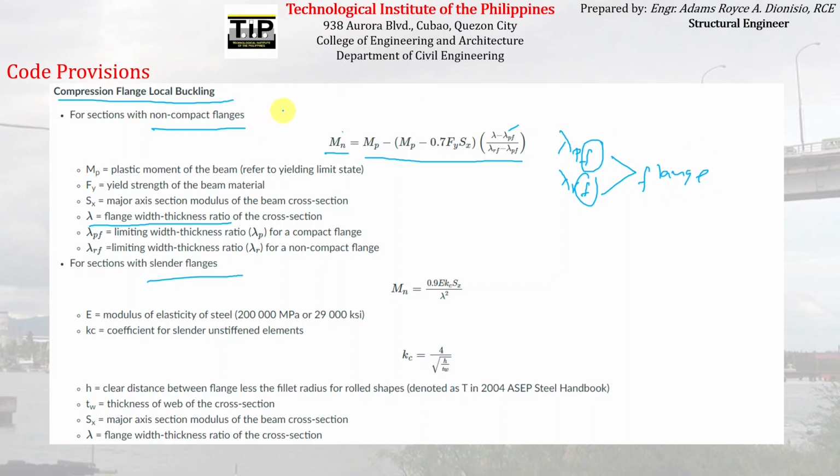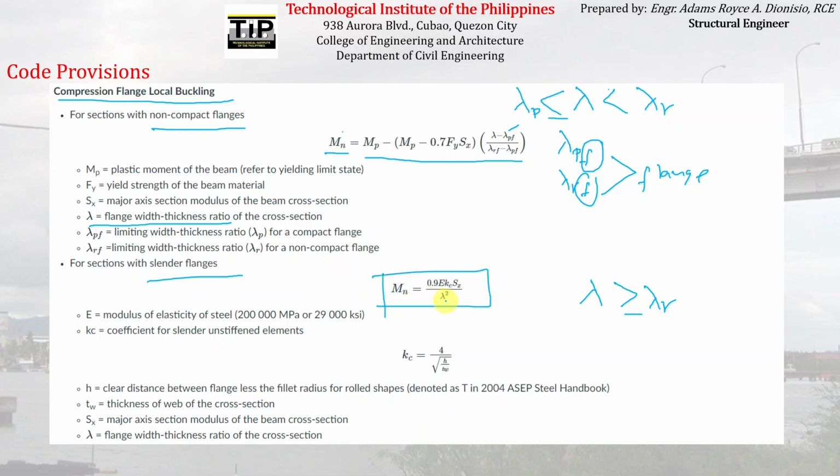Okay, since for non-compact flange nga yan, yung formula na yan. Okay, for sections naman with slender flanges, so if you can remember, sino ba yung mga sections with slender flanges? Yan yung mga may width thickness ratio greater than lambda r. Ito yung mga may non-compact flanges. Yan yung mga may width thickness ratio ng flange less than o kumbaga nasa pagitan ng lambda p or equal tsaka ng lambda r. Ito pala may equal to. Yan. Okay. So for sections with slender flanges, you can use this formula.